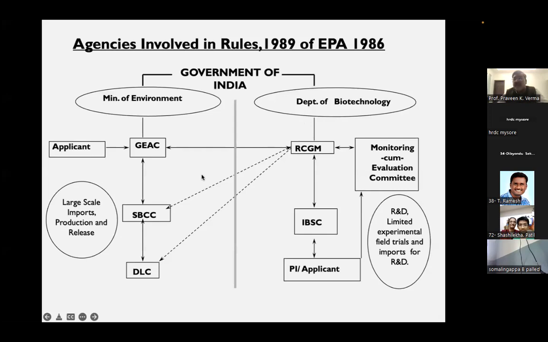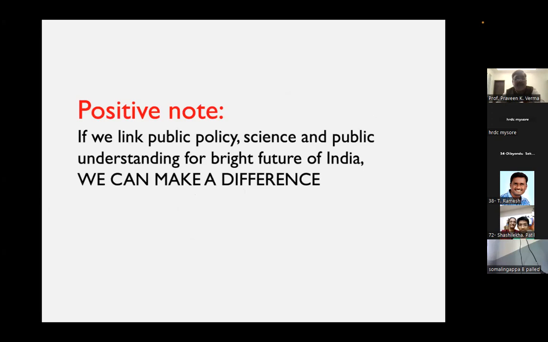Usually the people who have developed transgenic plants that may be useful for farmers get stuck in these ministries most of the time. But nowadays we have realized that thinking is changing a little bit. Many ministers are supporting it right now, even our prime minister, but without a law we cannot do anything. I'm ending my talk on a positive note: if we link public policy, science, and public understanding, we can make a difference for a bright future in India.